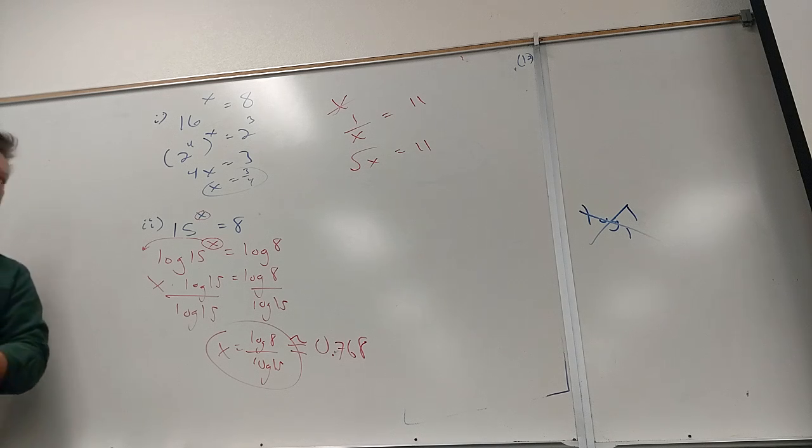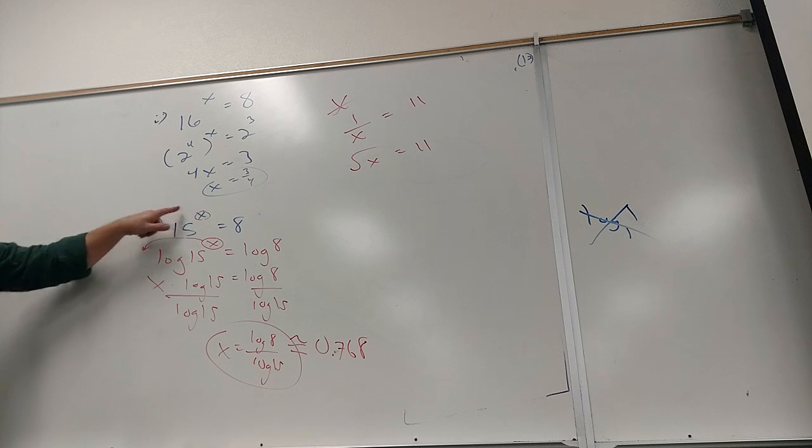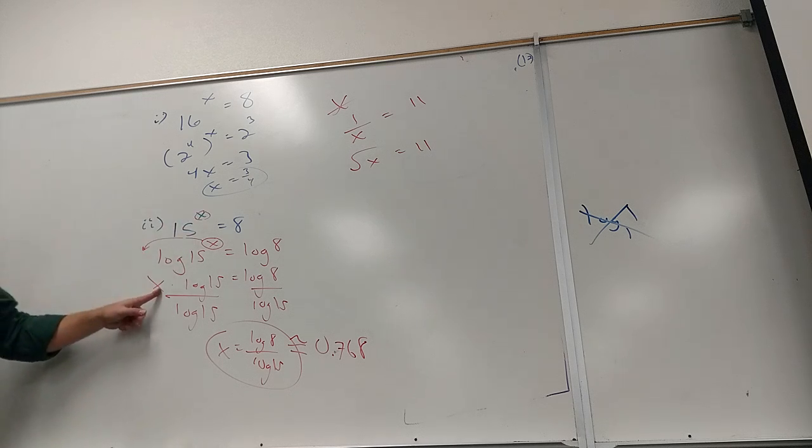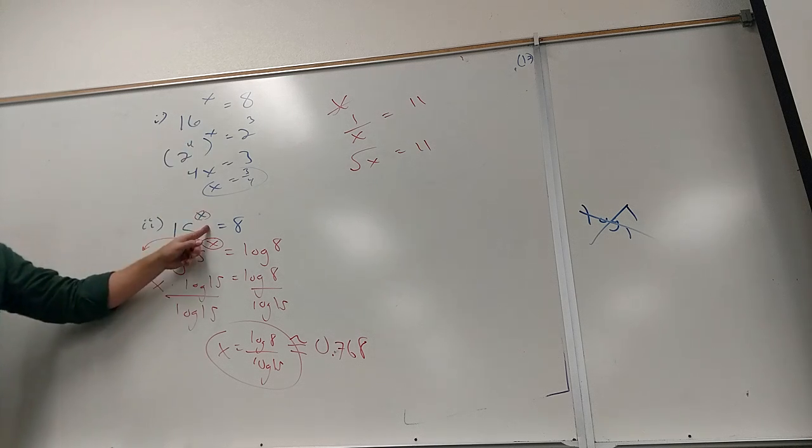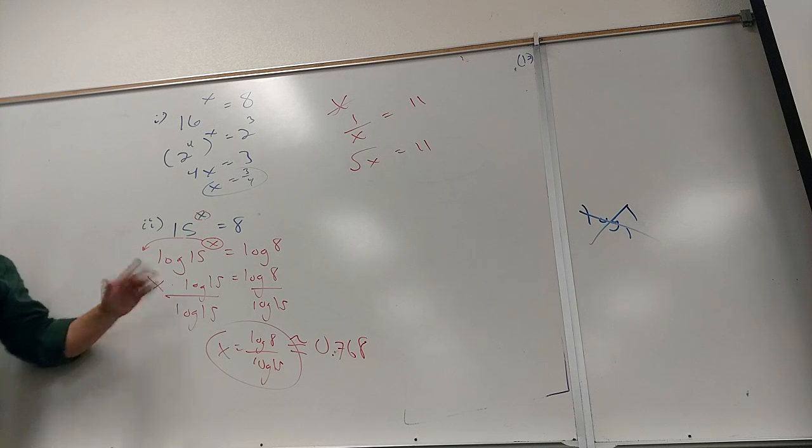So that's why that property of a power coming down is the most important property, because it gives me a way to solve when I can't do this. How would I solve this? Logs come in and say, I got you.